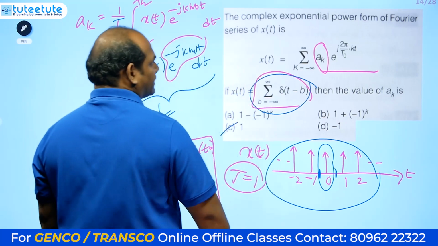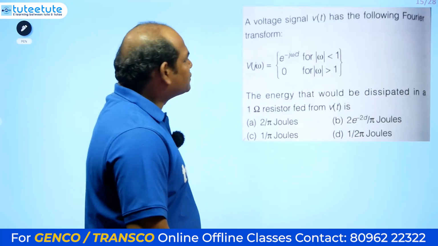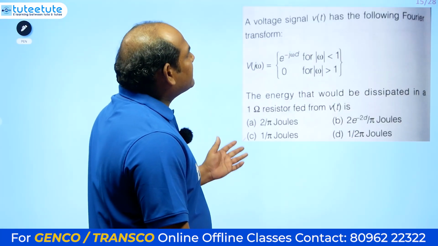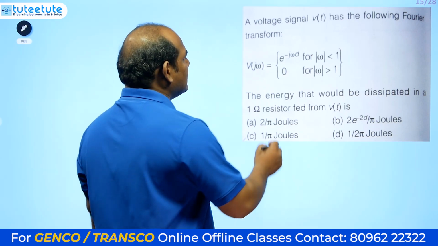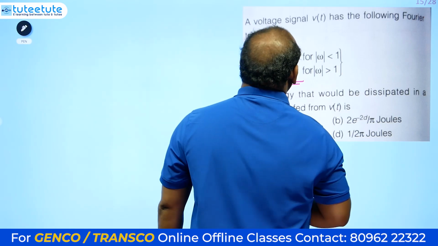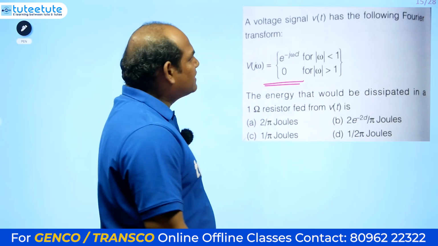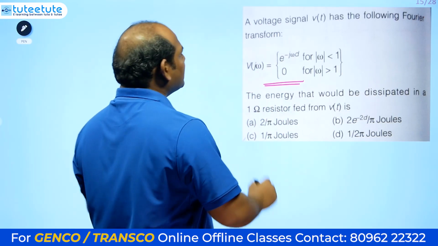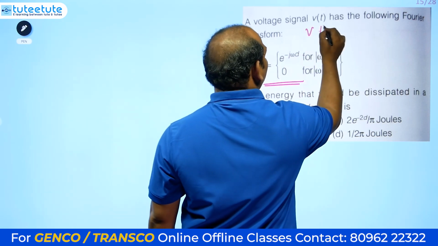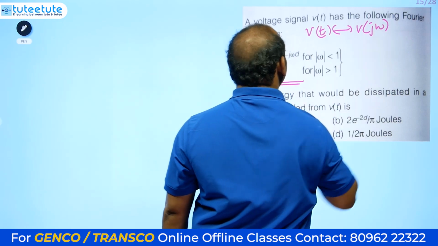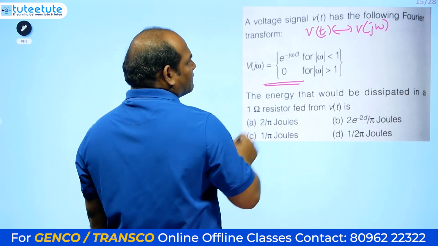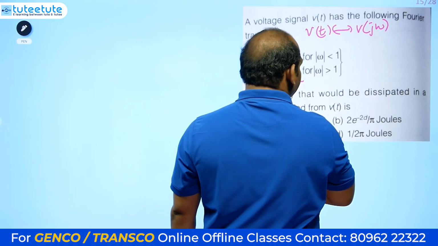That is what we got here. Now the next question is, a voltage signal v of t has the following Fourier transform. Okay, they have given a certain Fourier transform. Just observe how this particular Fourier transform is given. So v of t having the Fourier transform v of omega or v of j omega is equal to e power minus j omega d.